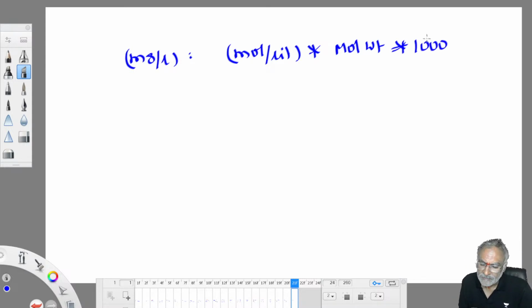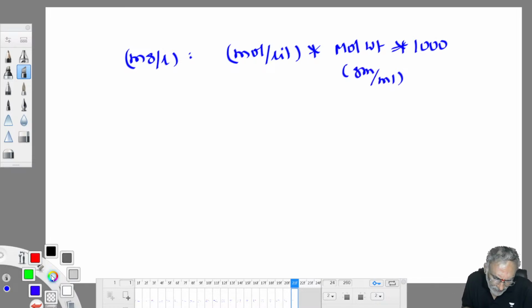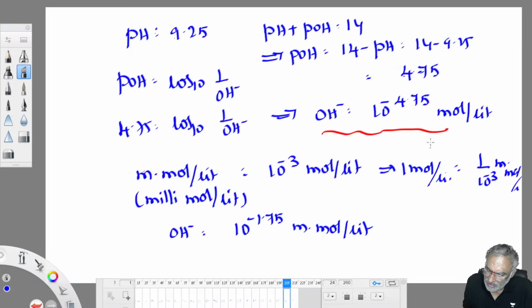Moles per liter, molecular weight. Molecular weight has got units gram per mole. So moles get cancelled, and we are left with gram per liter. To convert grams into milligrams, we multiply by 1000. That's how we can convert, and vice versa also. So we got 10 power minus 4.75 moles per liter.